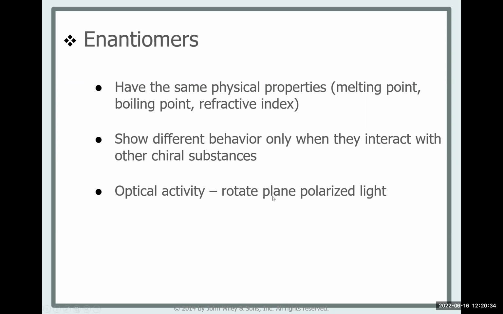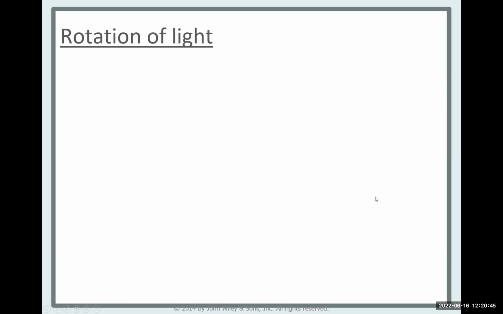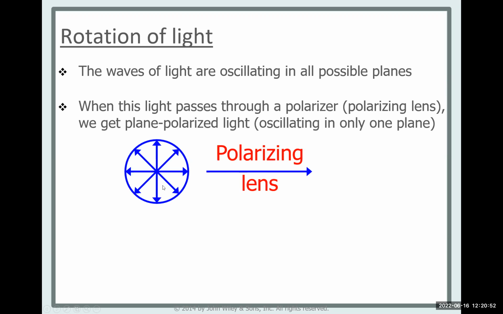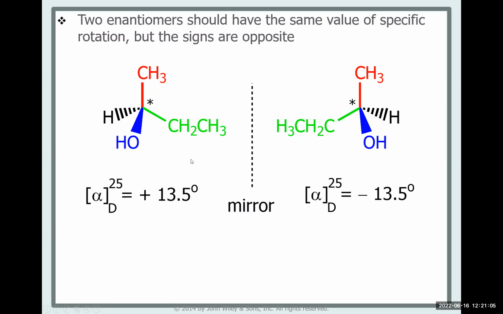There is a formula to calculate this, and some future professors might want you to do that, but I don't care if you do. This is just showing you that R and S have the same boiling point, same melting point, but then there's the rotation of light. This is a better picture. These are the waves coming at you. Light is actually going in all directions, and if it goes through a polarizing lens, it'll only go one way, and then when it passes through the enantiomer, it'll rotate to the left or the right.